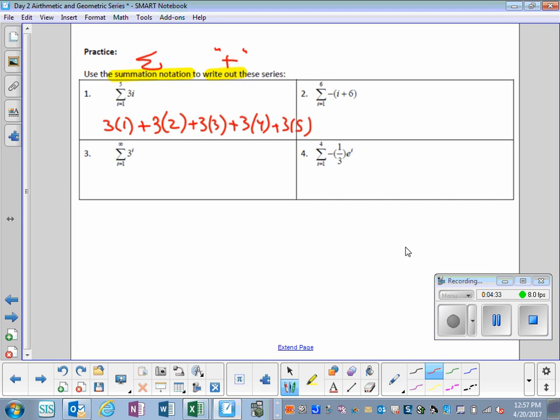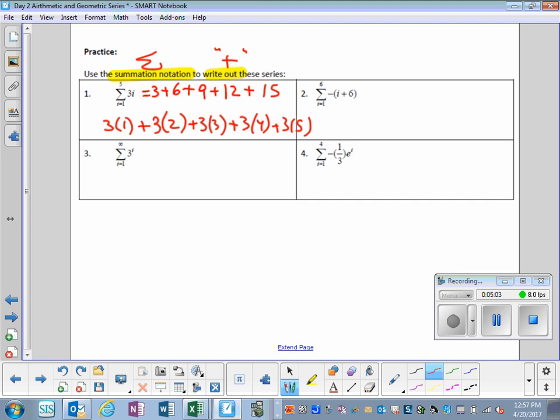Now I can actually simplify this. 3 times 1 is 3, plus 6, plus 9, plus 12, plus 15. I'm writing out the series represented with summation notation. Questions? Okay, let's try the next one.